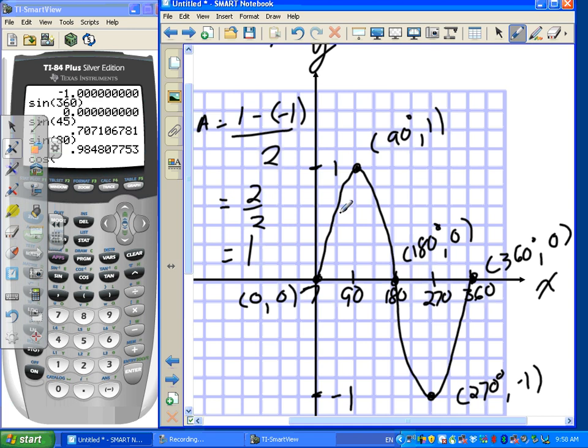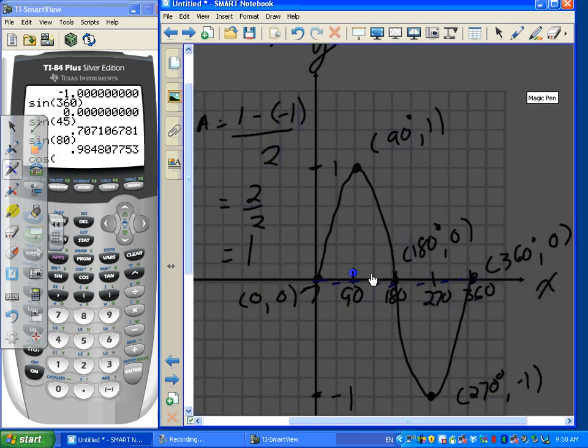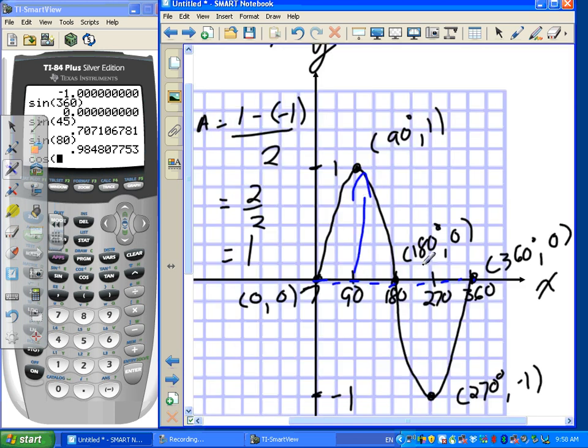Our amplitude is 1. And if you remember, our amplitude is the distance from the equation of the axis, which runs right through the middle, to the peak. Or to a trough. Both instances, it's going to be 1. It's the exact same as the radius of the circle. So our amplitude is 1 in this case.